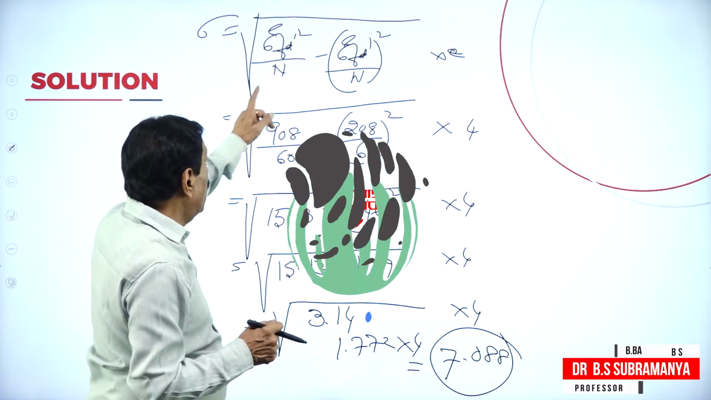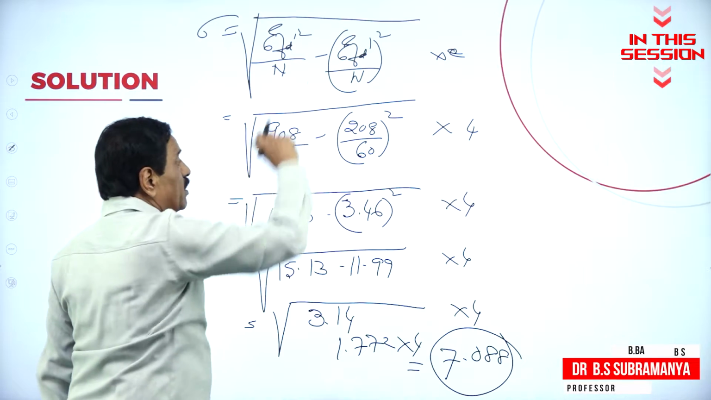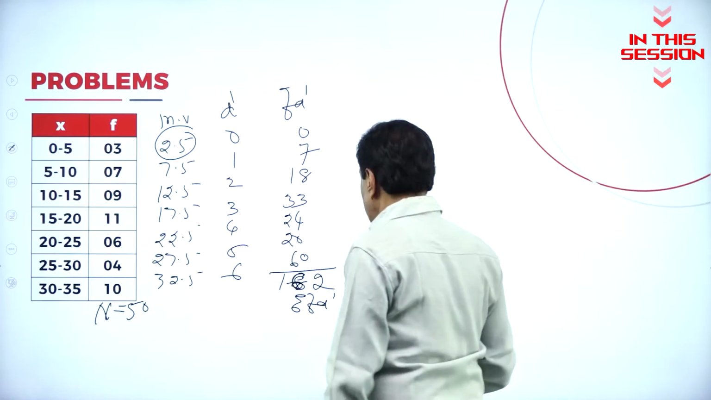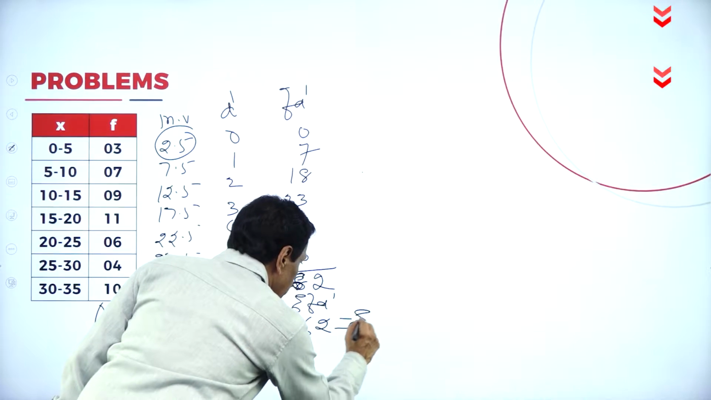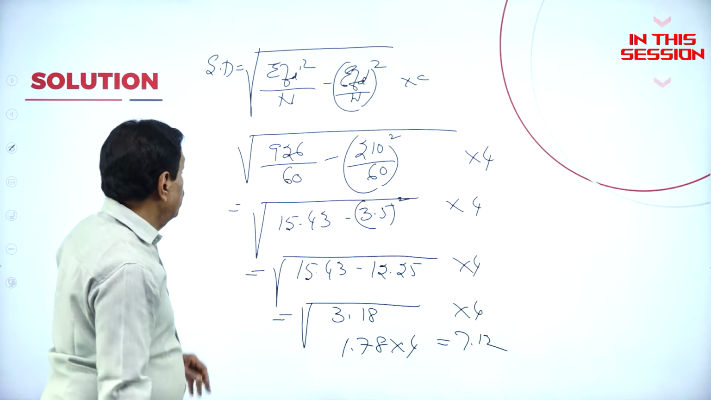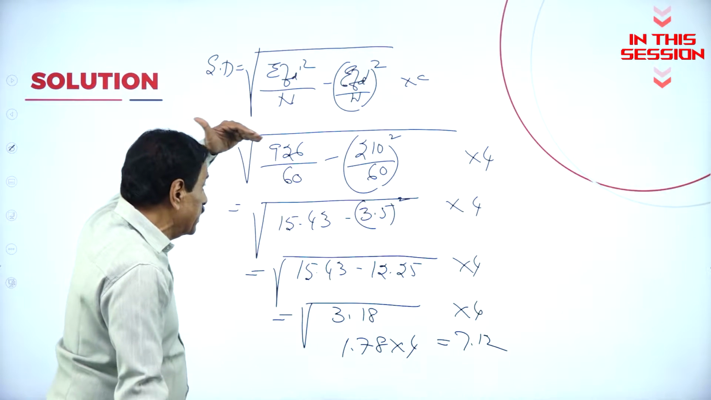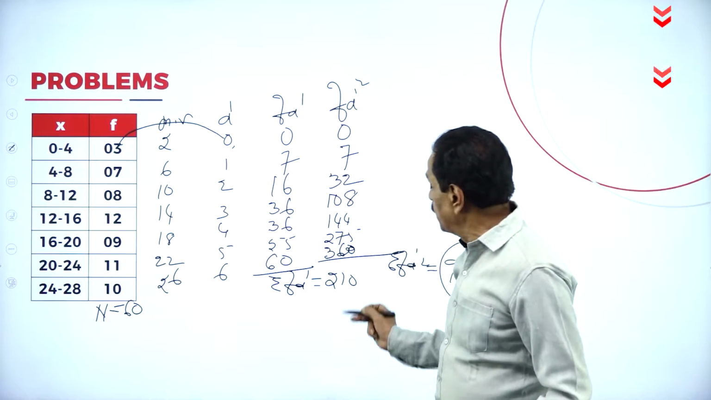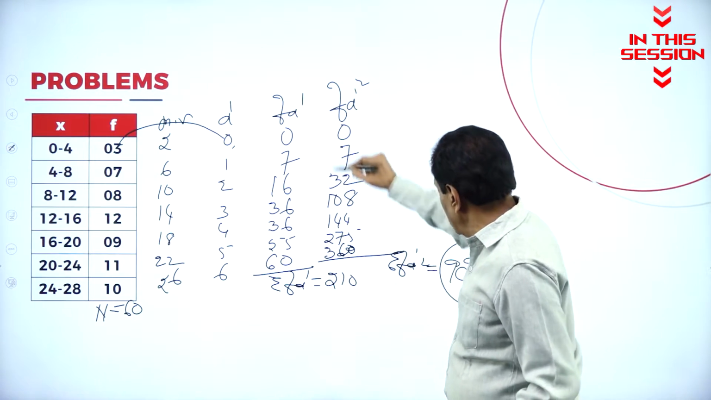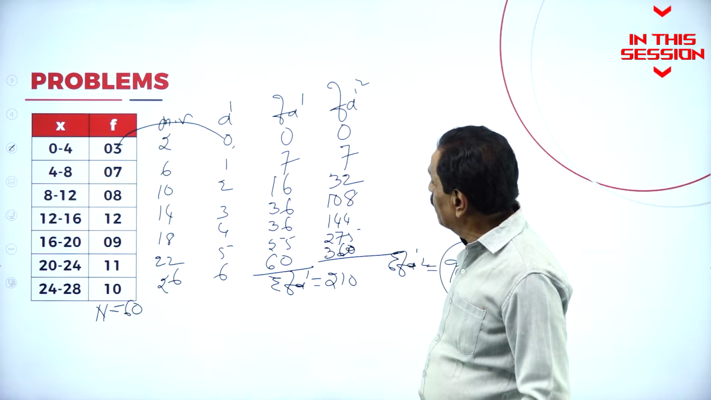Standard deviation is the root of Σft'² divided by N, and ft' divided by C, where C is the class interval. Σft' is 162... So the steps to be followed: Σft'² divided by N is 926 divided by 60, minus 210 divided by 60, whole square. What is Σft'? It is 210. Σft'² is 926. We'll apply the formula.